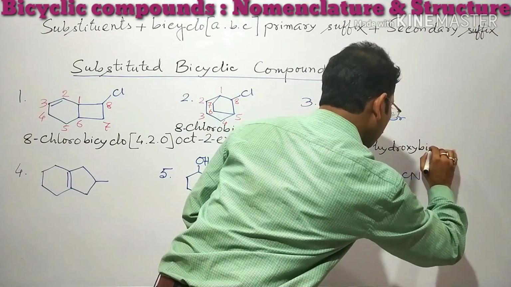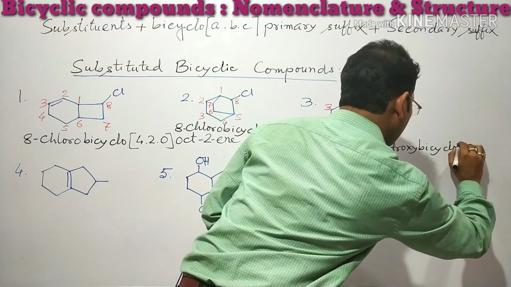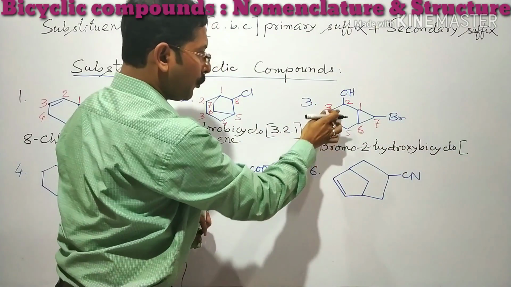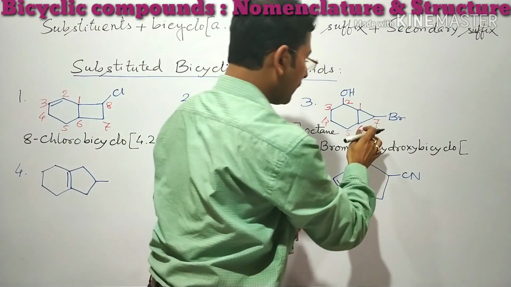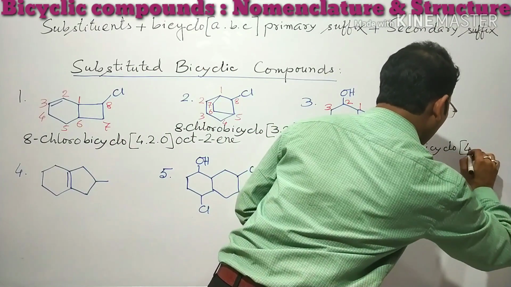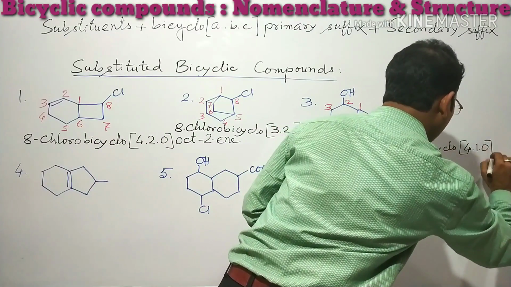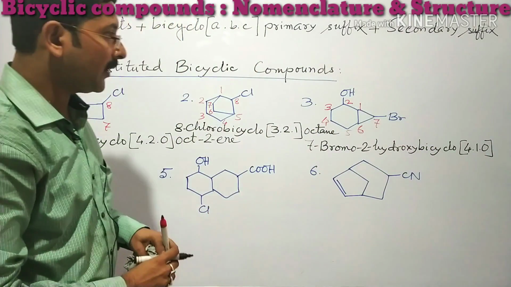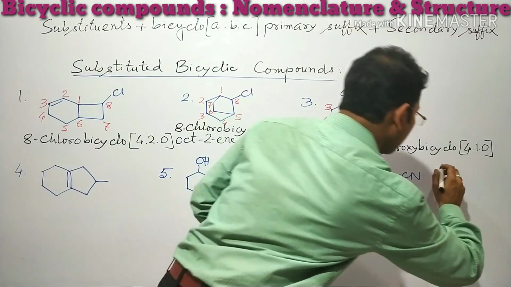bicyclo. There is 1, 2, 3, 4 carbons. Here is 1 carbon. So 4, 1, 0. No double bond or triple bond there. So there are 7 carbons, so it is heptane.